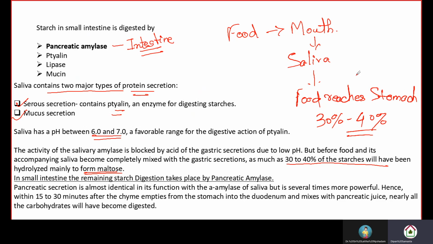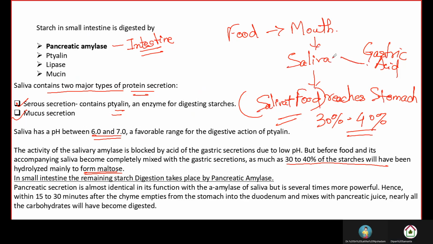Always remember, food plus saliva mixed is called bolus. When it reaches the stomach, what happens? Gastric acid inhibits saliva. So saliva becomes useless at that point in the stomach, and obviously from the stomach, saliva cannot work anymore.